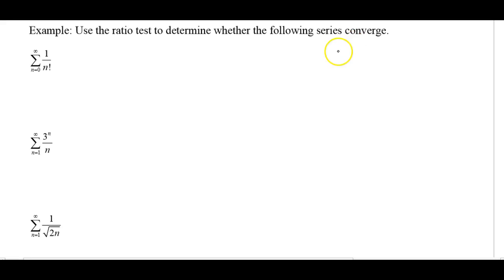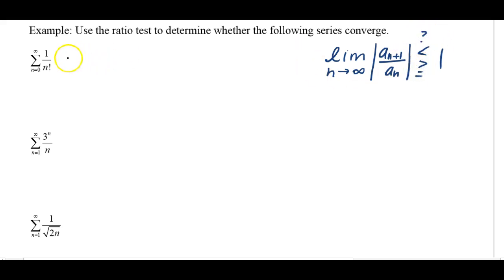Alright, so in these examples we want to use the ratio test to determine whether the following series converge or diverge. So off to the right here, I'm going to write what we need to look at. We need to look at the limit as n approaches infinity of the absolute value of a sub n plus 1 over a sub n, and we need to compare that to 1. So whether it's less than, greater than, or equal to 1.